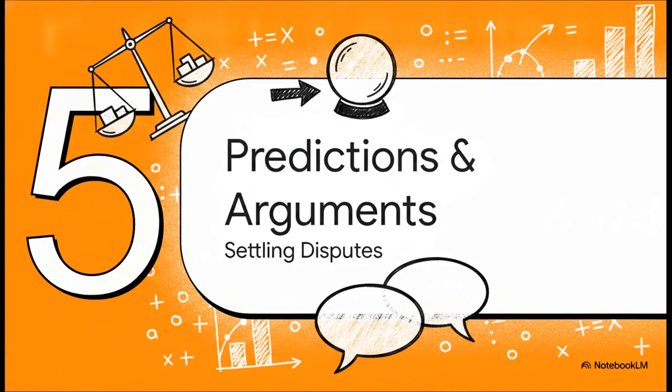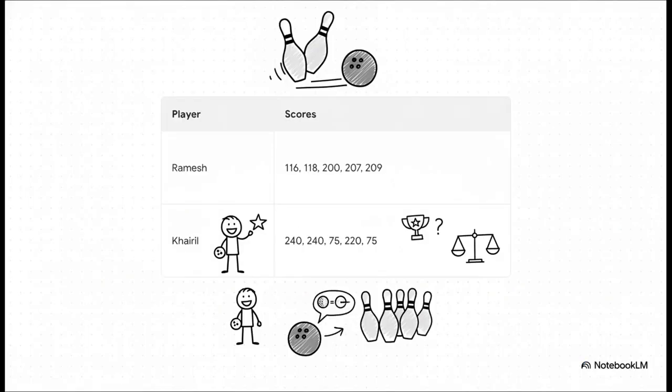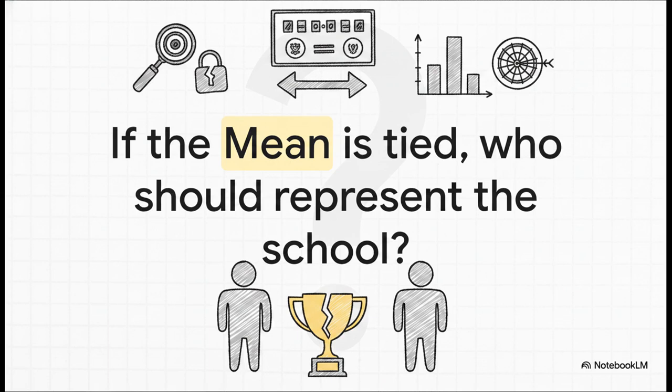Section 5. Predictions and arguments. All right, let's set the scene. A teacher needs to pick just one student to represent the school at the zone bowling tournament. Our two contenders, Ramesh and Carol. Now here's the catch. If you calculate the mean score for both of these guys across their last 5 games, they actually have the exact same mean score of 152. So, I've got a direct question for you. If their mean is completely tied, who gets to go to the tournament?